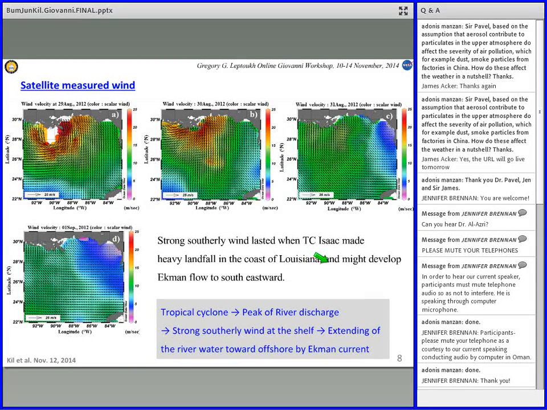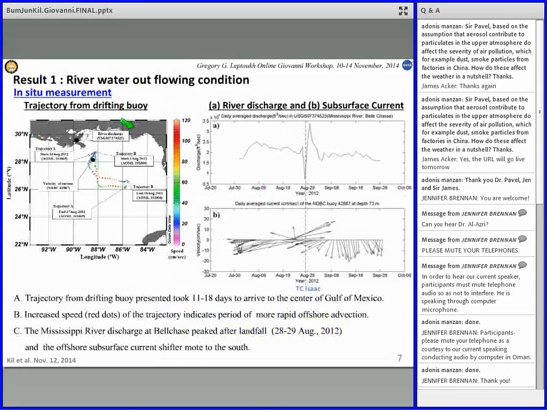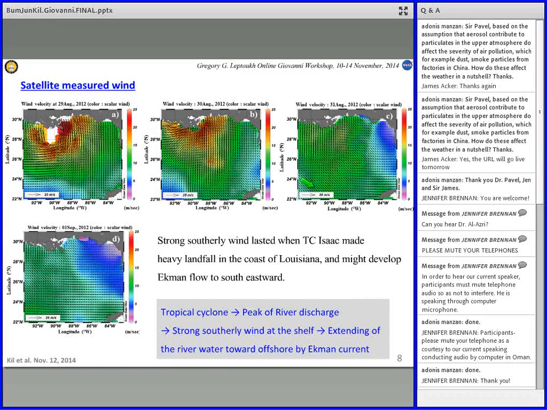This picture is from the NOAA blended ocean winds. As you can see, the picture is from after the tropical cyclone. Strong southerly winds over 20 meters per second were observed during the date of the rapidly increased river discharge, August 29 to 30. This strong wind must have driven the Ekman flow to the east. Thus, we can presume that the river water was extended eastward, directing to the starting points A or B.